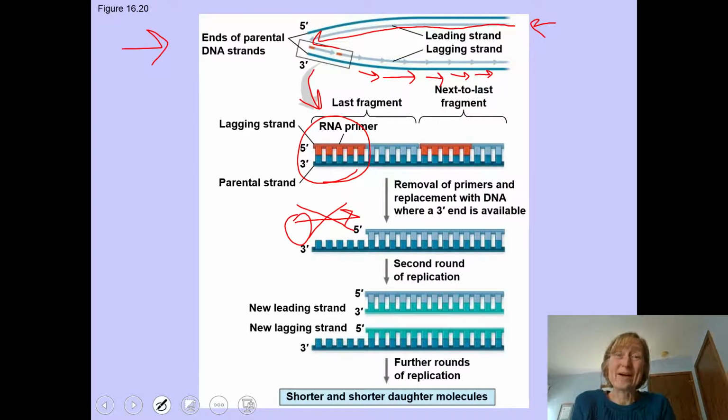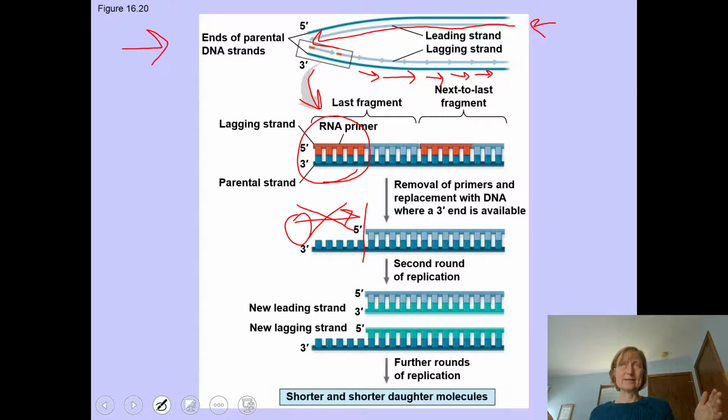And so with every single round of DNA replication, the chromosome actually gets shorter. It loses a piece of DNA every single time the cell replicates its DNA. The chromosome gets shorter. Whoa, that's funky. It really happens. So our telomeres get shorter with every round of replication.